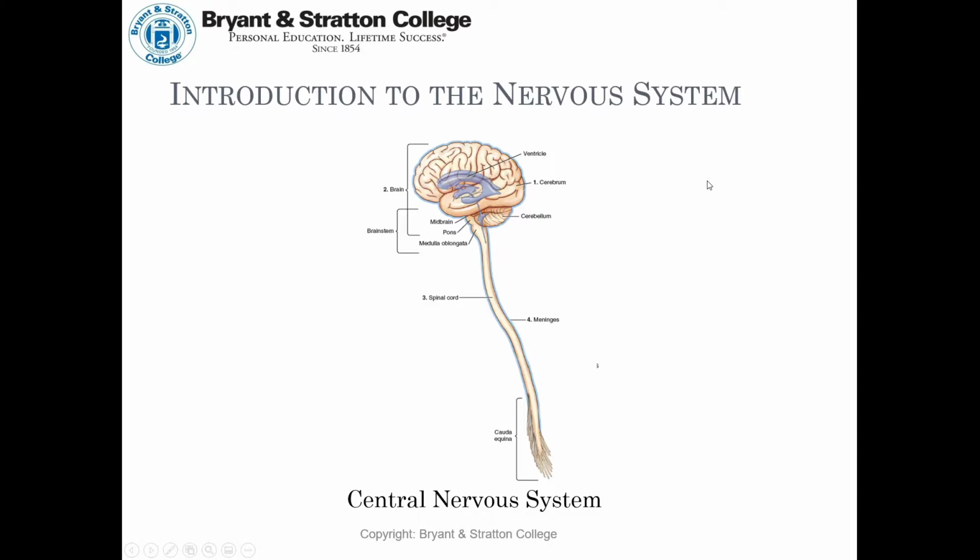All right, so now we're going to begin our discussion on the nervous system terminology. So, for an introduction to the nervous system, what you see on the screen right now is the central nervous system. The central nervous system is going to be made up of the brain and the spinal cord only. Everything else is considered peripheral nervous system.